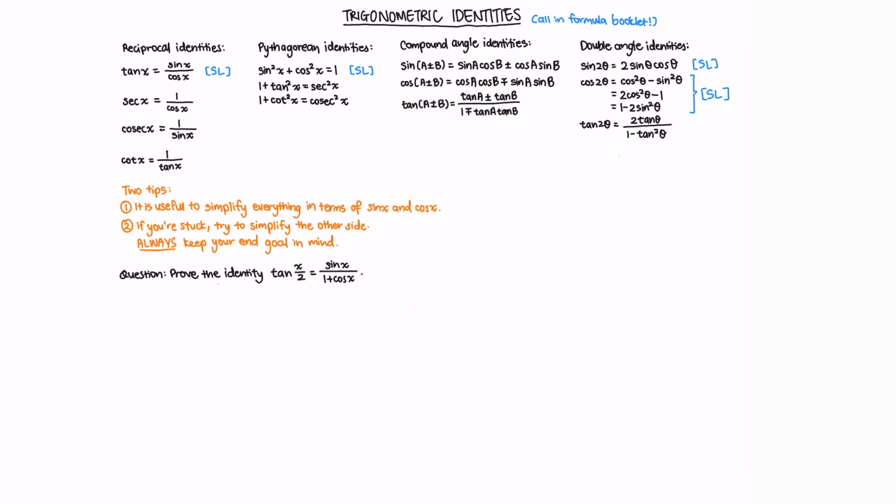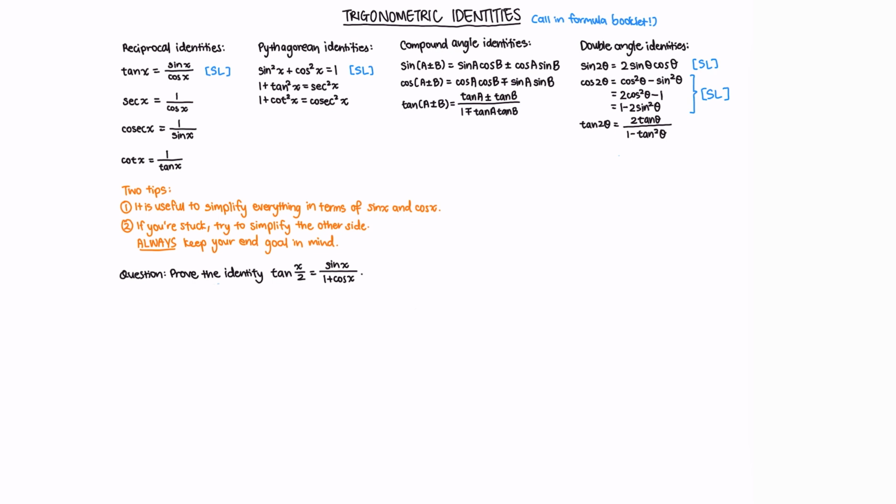The final one, double angle identities. Sine 2 theta equals 2 sine theta cosine theta. Cosine 2 theta equals cosine squared theta minus sine squared theta, and all these. Usually, the most important two are this one and this one, when we want to replace something in terms of cosine theta or just sine theta. And finally, we have the tangent double angle formula.